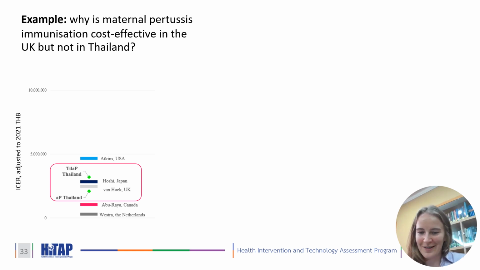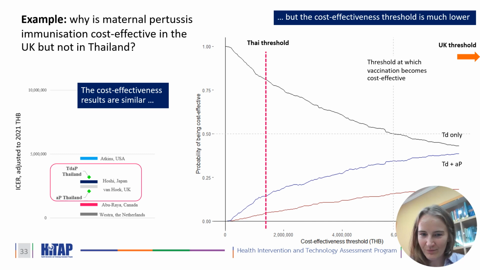It turns out, and that's what's shown on the graph here, that our results, which are the green Thailand dots that you can see, are actually smack bang in the middle of the cost effectiveness estimates from other countries. So if this is the case, we have a very similar cost effectiveness estimate. Why is it not cost effective in Thailand? And what you can see from that is it's because the cost effectiveness threshold for Thailand is a lot lower than in many high income countries.